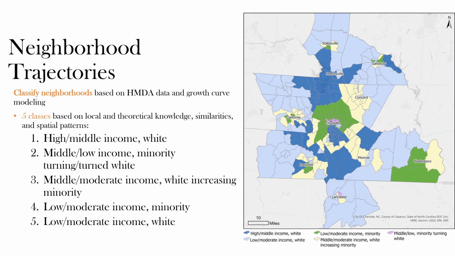So we end up with 5 different classes of neighborhoods based on these longitudinal trends. We have high to middle income white, and we have middle to low income minority turning white. These are generally our gentrifying neighborhoods, in the pink color there. We have middle to moderate income white and increasing minority, so they are out in the suburban areas. Then we have low to moderate income minority and low to moderate income white. So on to the next slide.